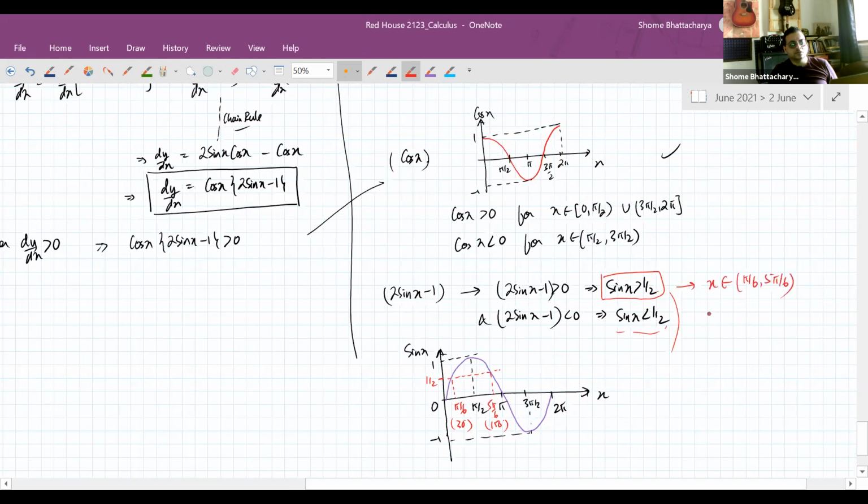And this is everywhere else. So x belonging to 0 to pi by 6, including 0, because at 0 it's 0, which is less than half now. 0 to pi by 6, union with 5 pi by 6 to 2 pi.